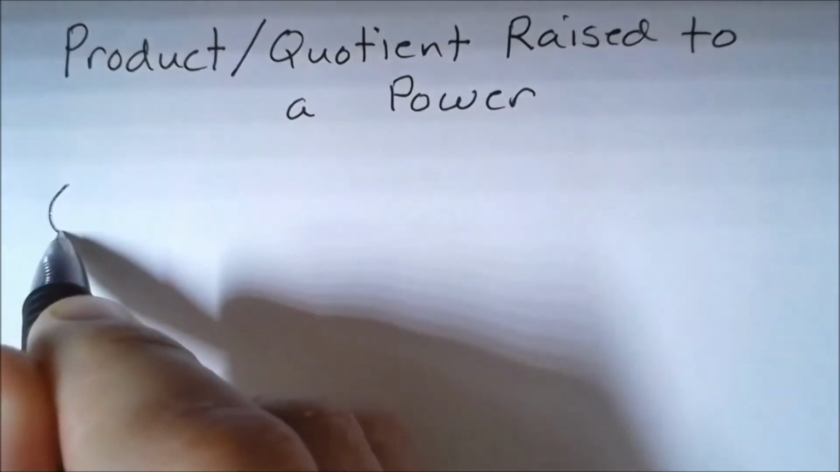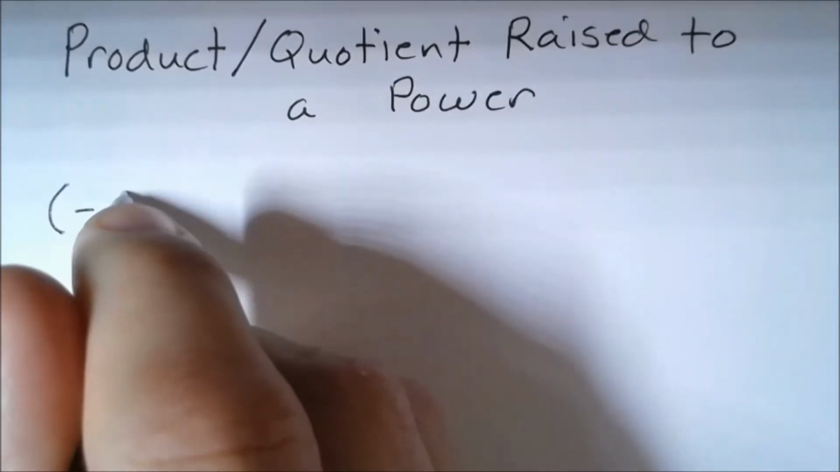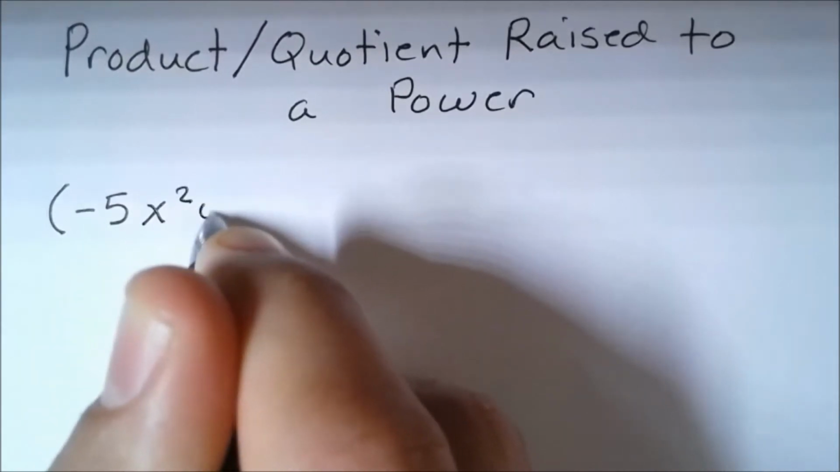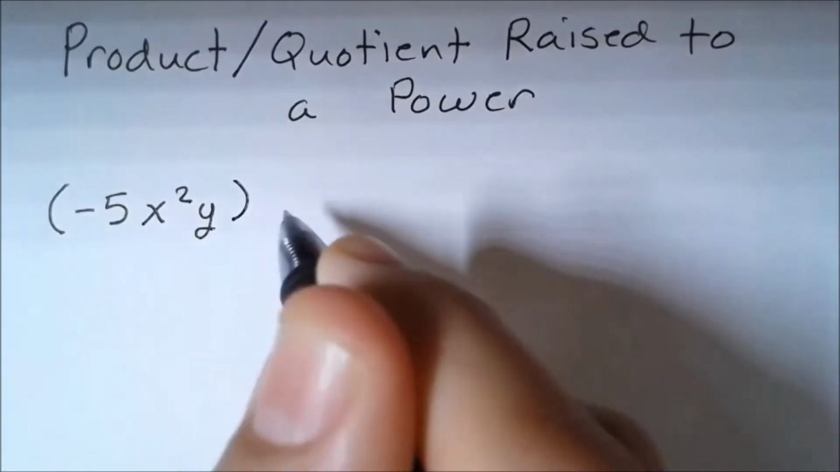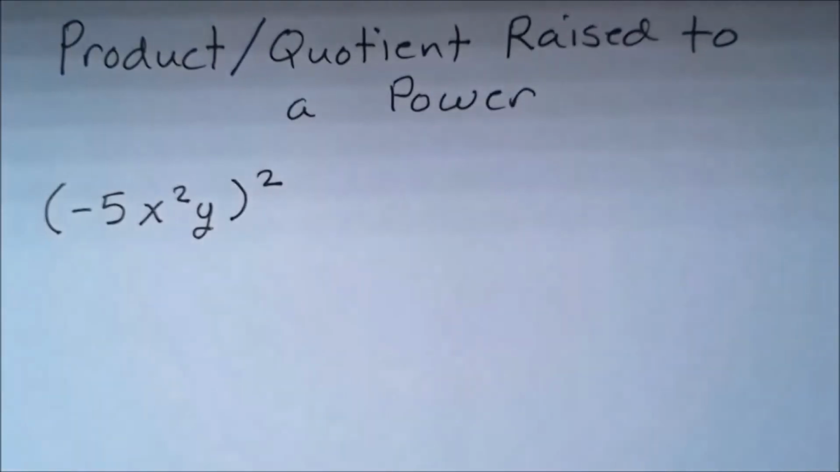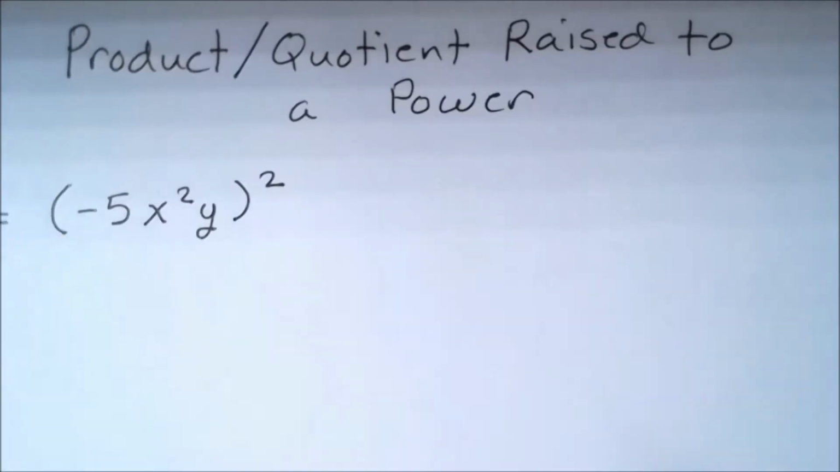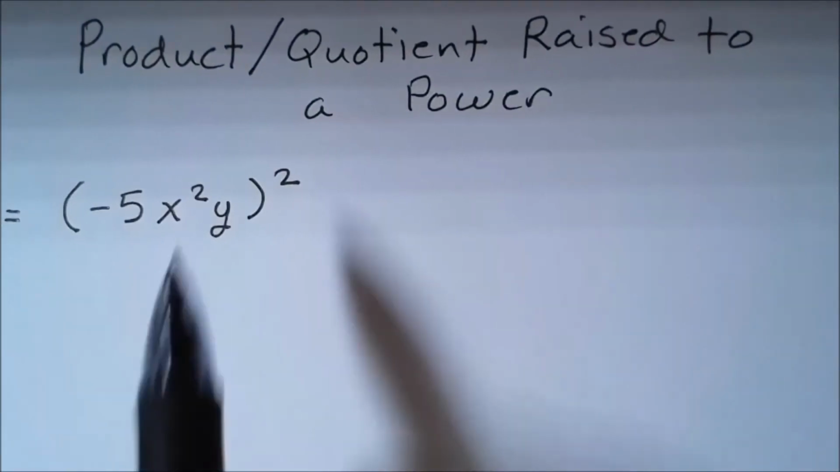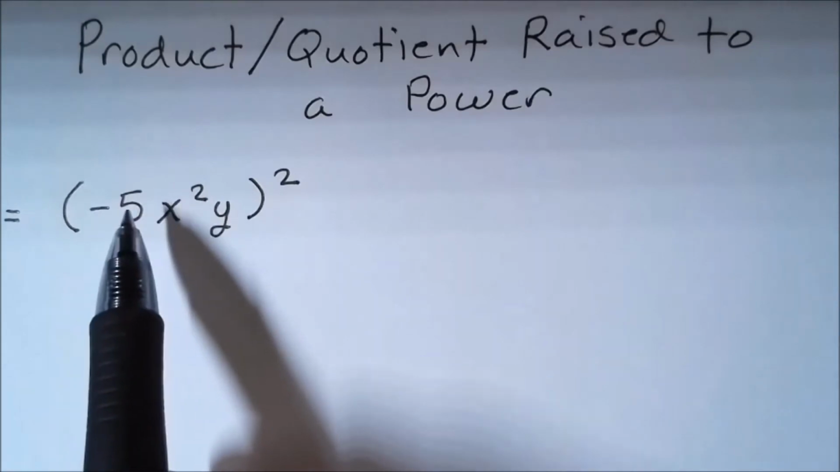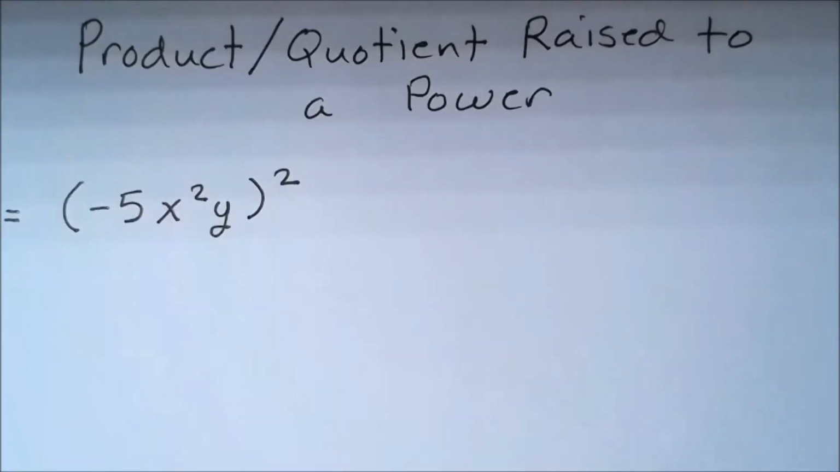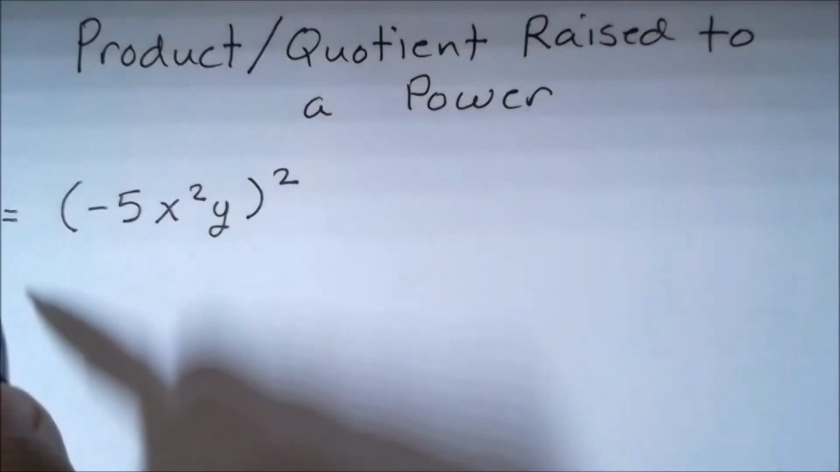Say we have parentheses, and we have negative 5 x squared times y, close parentheses, to the power of 2. So we have this problem here, and there is something unique about it. One of the things that's unique is, first of all, we have a negative 5. We have a negative sign in front of our integer. That does change a few things, and I'm going to explain to you why.